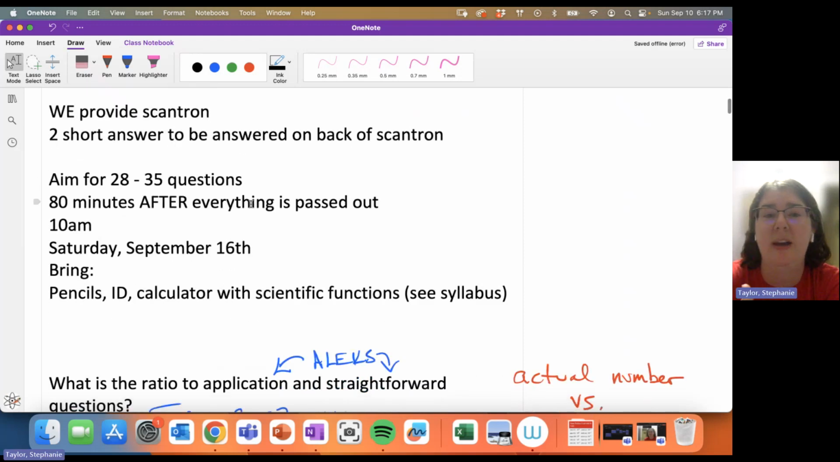Also, we will provide scantrons for you. For all of your exams that you take with us in general chemistry, we will always give you a scantron. So you don't have to worry about where you're going to buy one or which kind you need. You need the one we're going to give you. We're going to pass it out. Don't worry. You'll answer 2 short answer questions on the back of that scantron. So do try to remember to put them on the back so you get credit for it, because that scantron is the only thing I'm going to take home to grade.